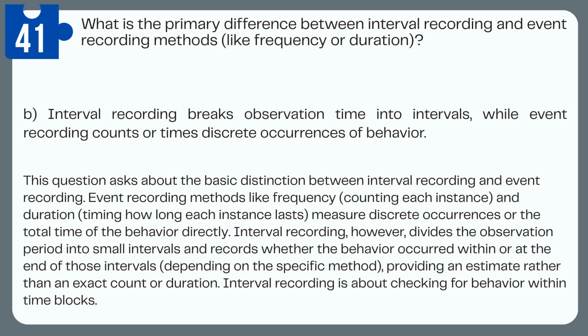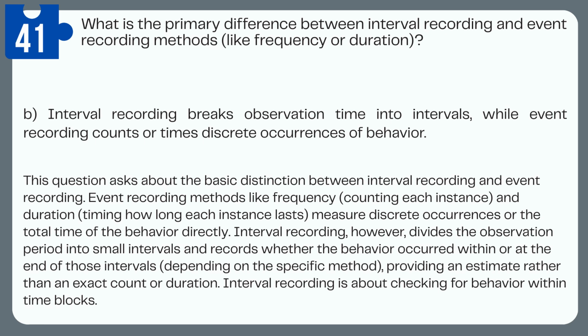Answer. B. Interval recording breaks observation time into intervals, while event recording counts or times discrete occurrences of behavior. This question asks about the basic distinction between interval recording and event recording. Event recording methods like frequency, counting each instance, and duration, timing how long each instance lasts, measure discrete occurrences or the total time of the behavior directly.